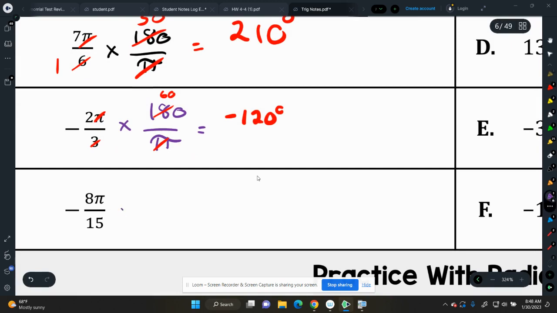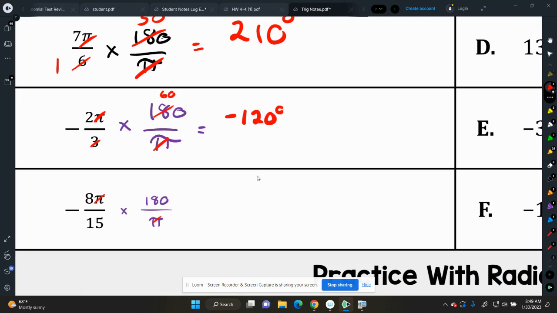Okay, look at the next one. We're going to degrees again, so we want to get rid of that pi. So we're multiplying by 180 over pi. So let's see, the pi's will reduce. 15 into 180. I'm not sure. So let's do 3. 3, that's 5, 60, okay. And then 5 goes into 60 12 times. Good. So we've got negative 8 times 12, so that's negative 96 degrees.